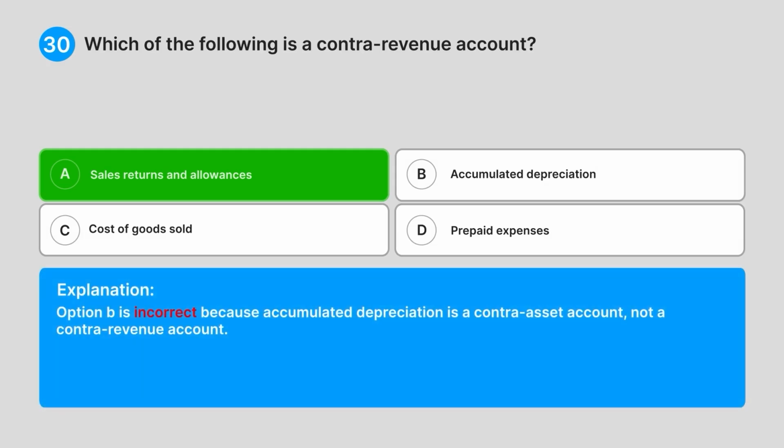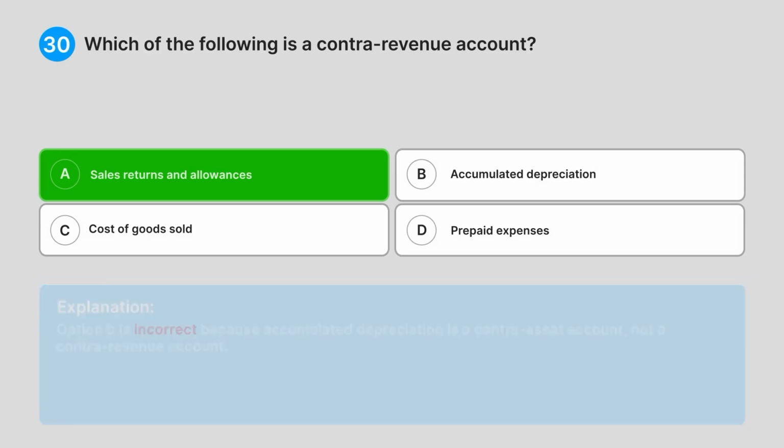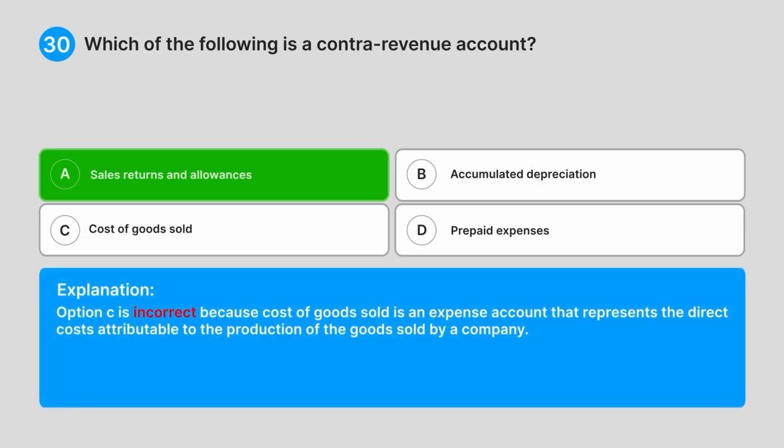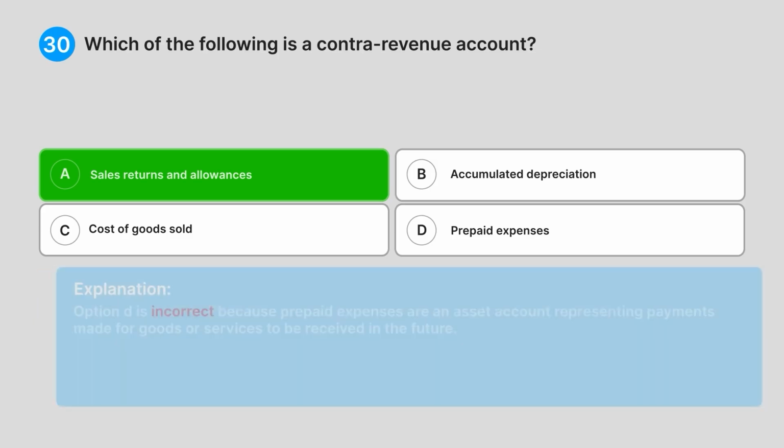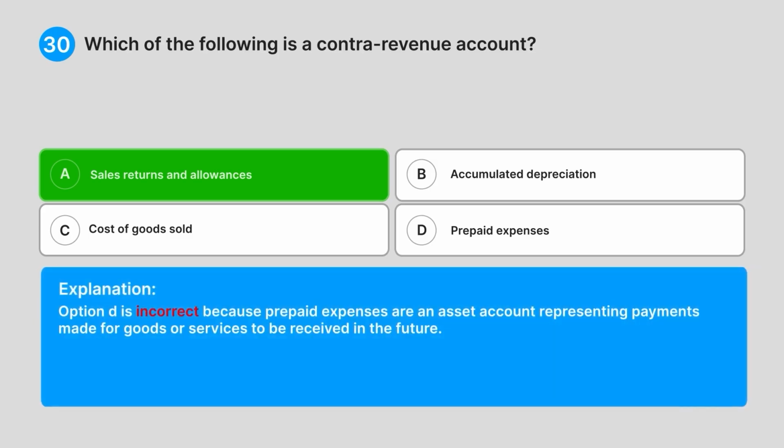Option B is incorrect because accumulated depreciation is a contra asset account and not a contra revenue account. Option C is incorrect because cost of goods sold is an expense account that represents the direct costs attributable to the production of the goods sold by a company. Option D is incorrect because prepaid expenses are an asset account representing payments made for goods or services to be received in the future.